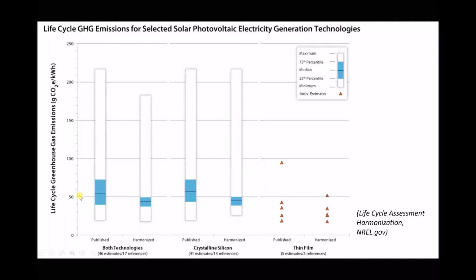But please don't forget, when we compare that to gas and coal, we're still looking at very, very low carbon dioxide emissions. This is purely just to give you another point of comparison or a means of comparing wind energy to solar energy.